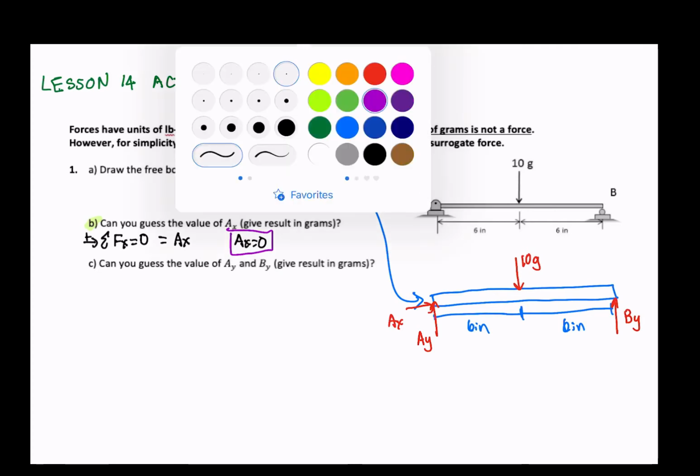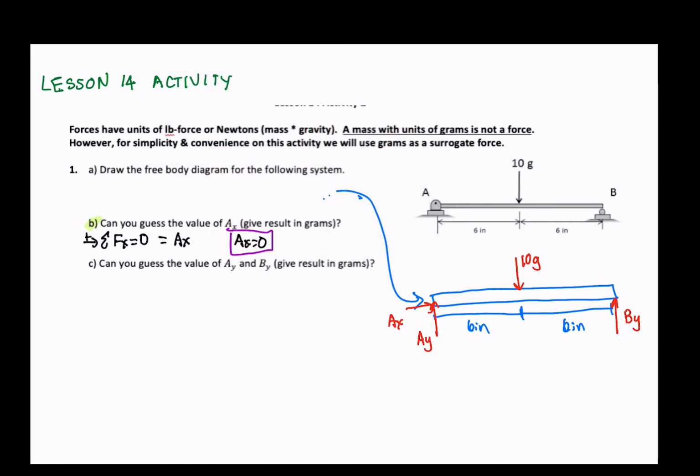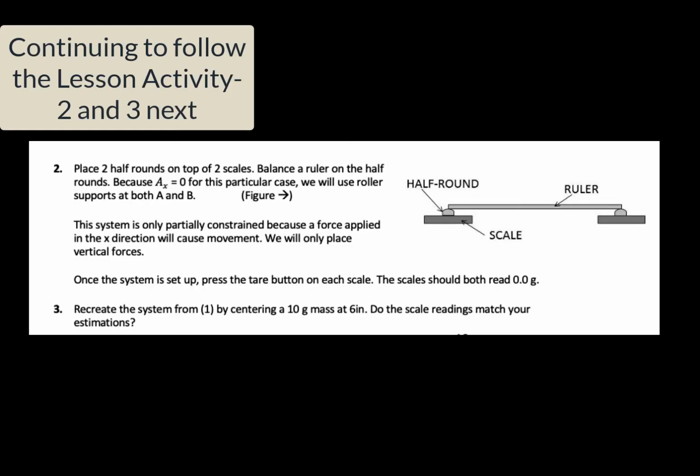And then we can guess the value for AY and BY. So I'm going to go ahead and let you take a guess at what you think AY and BY would be, and then I will show you what happens.